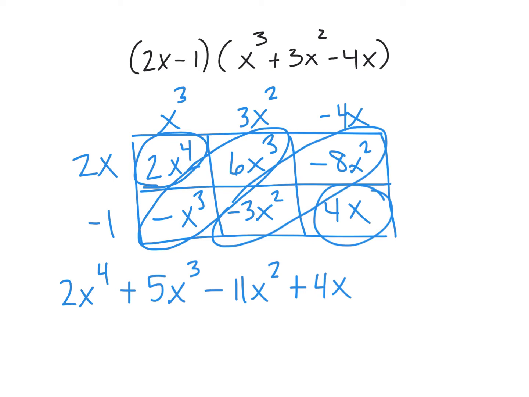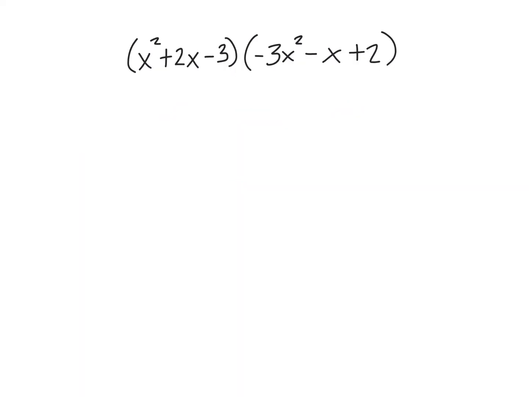Notice how everything's in descending order from greatest to least, and there's only one term of each, which means we can't combine like terms any further. So let's step it up a little bit, and let's do a 3x3 from the homework assignment. Okay? Here we have a 3x3 because there's 3 terms multiplying by 3 terms. So your box is going to be a pretty big box.